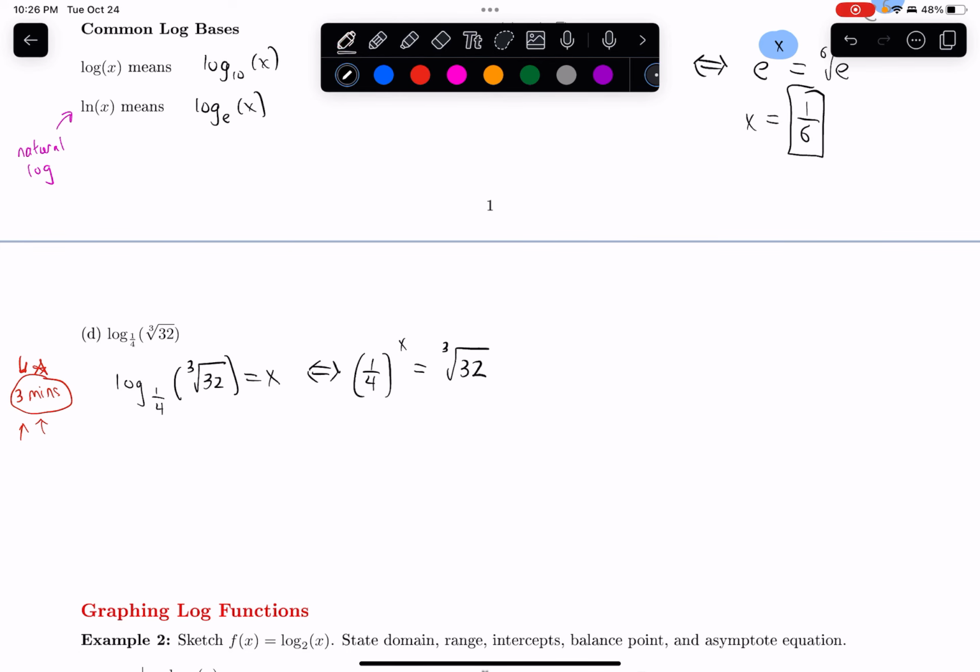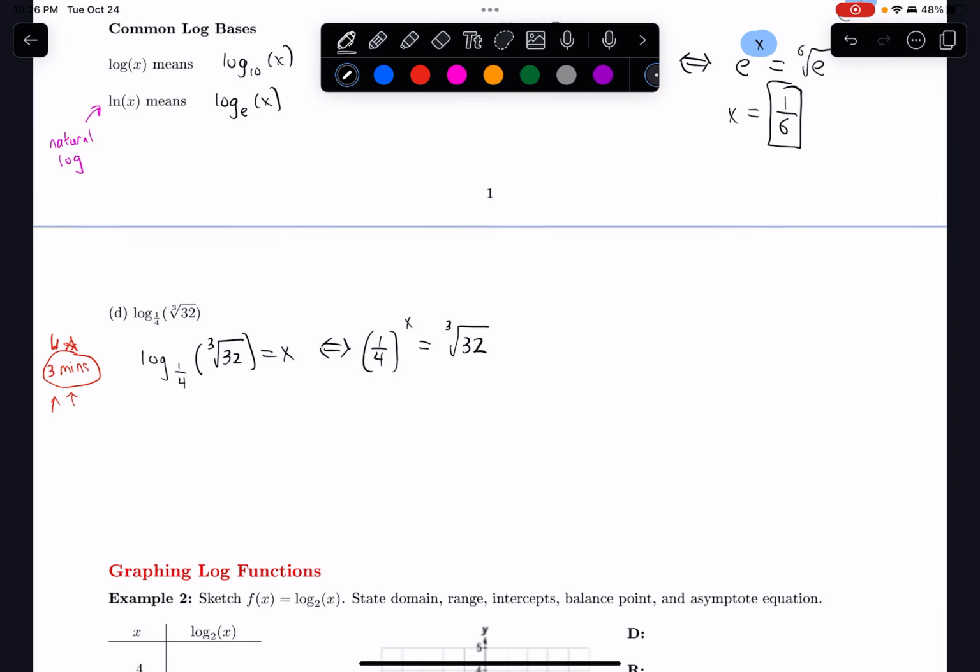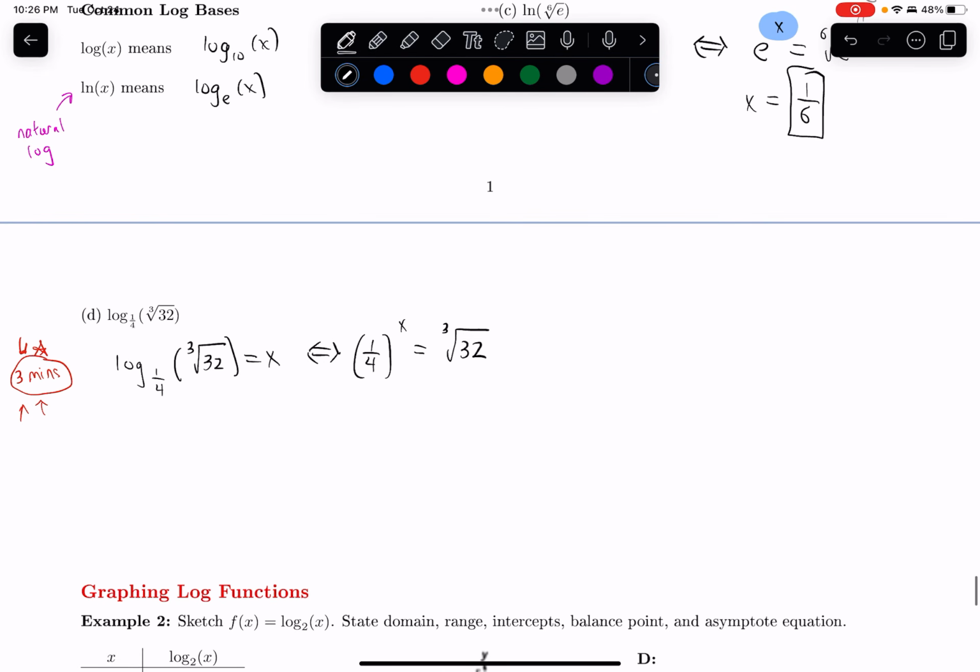I think it's going to be helpful to rewrite this cube root as a power. But also more generally, I want to try to get a common base here. If I look at numbers like 4 and 32, they're both powers of 2. 1 over 4 is 2 to the negative 2 power, and that whole thing is to the x. And then 32 is 2 to the 5th power.